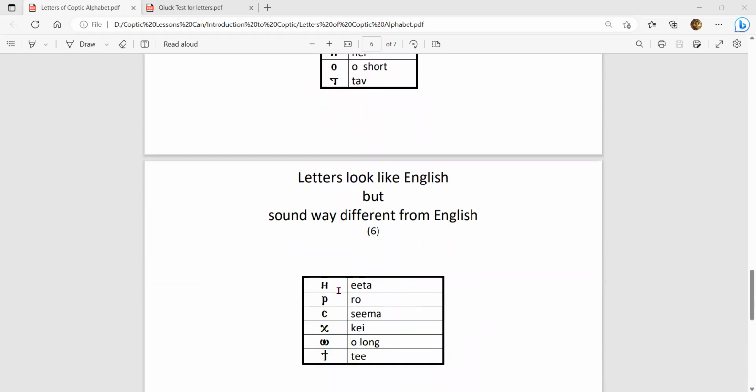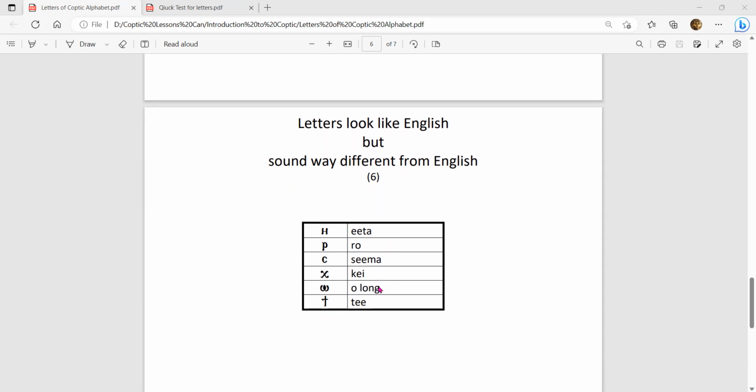Okay, we come to the second group, in which the letters look like English but sound way different from English, and these are 6 ones. Okay, so that which looks like an H is an eta. Which looks like an English P? No, it is a rho.